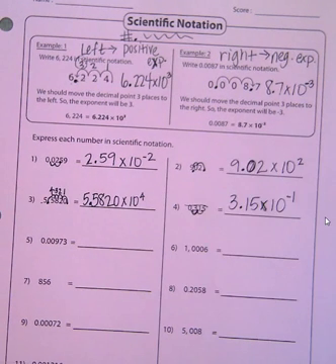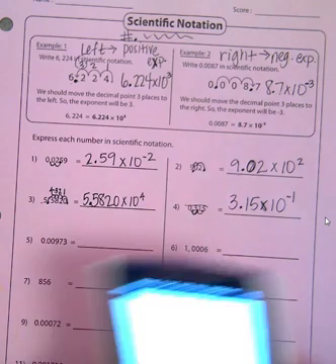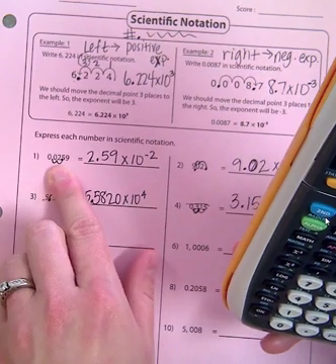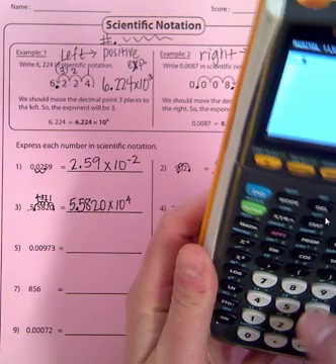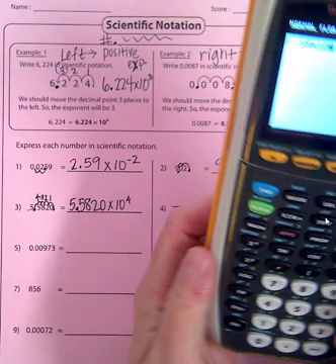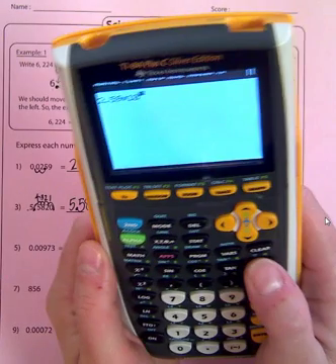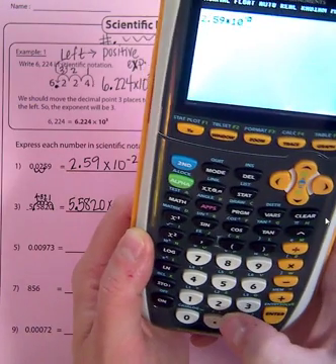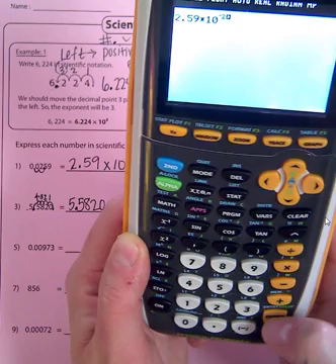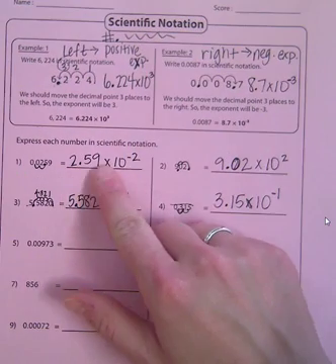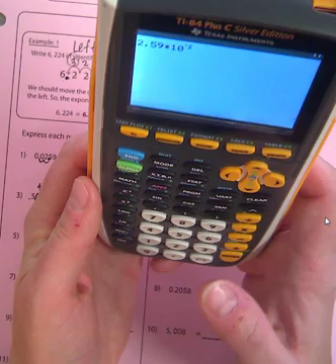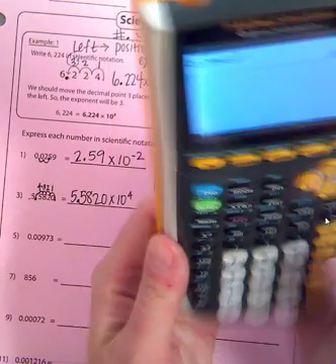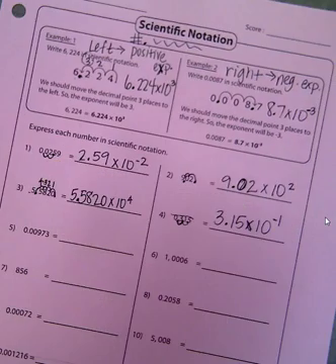Now, I want to show you how you can check your answers. You could check your answers in your calculator by entering your answer and seeing if it gives you what you started with. So 2.59 times 10, housetop or caret. Remember the little caret button that we learned yesterday? It makes exponents. The negative symbol is below the 3. So just put 2.59 times 10 to the negative 2. That's what I have here. And enter. 0.0259. That's what I started with. So that one is correct.